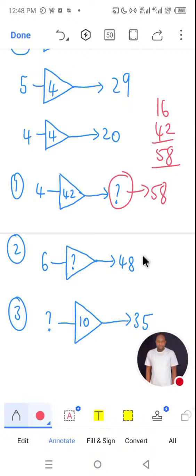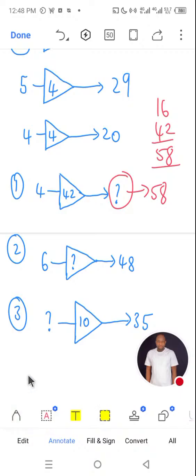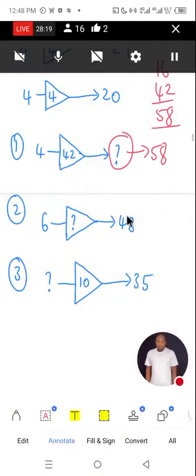Okay, who is going to help us with number 2 and number 3? Those people in the live stream, you just want to observe and watch. You don't want to participate.